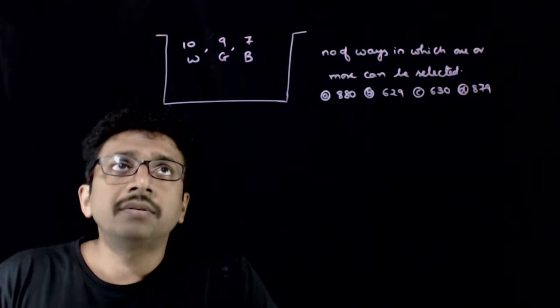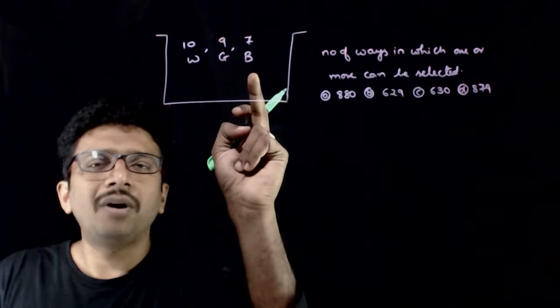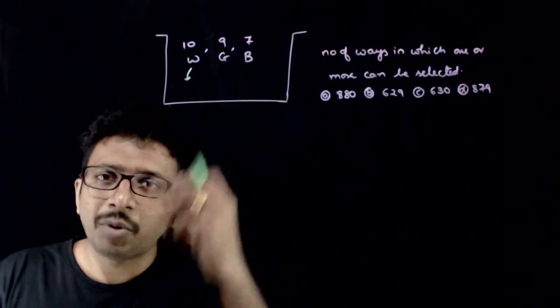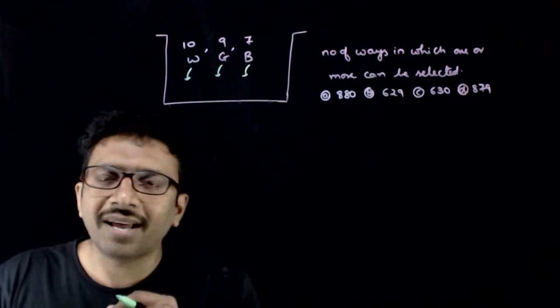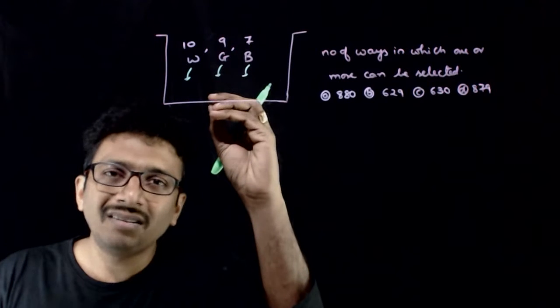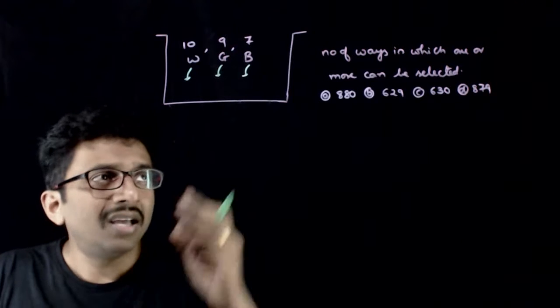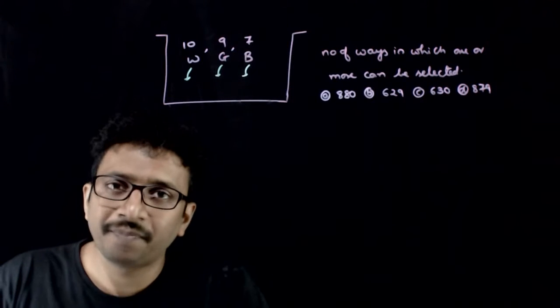So welcome students. In this question you're given that you have 10 white balls, 9 green balls, 7 black balls. And all white balls are alike among themselves, green balls are alike among themselves, and black balls are alike among themselves. That means all the white balls are identical, green balls are identical, black balls are identical. So in this case, in how many ways can you select one or more balls from this box?